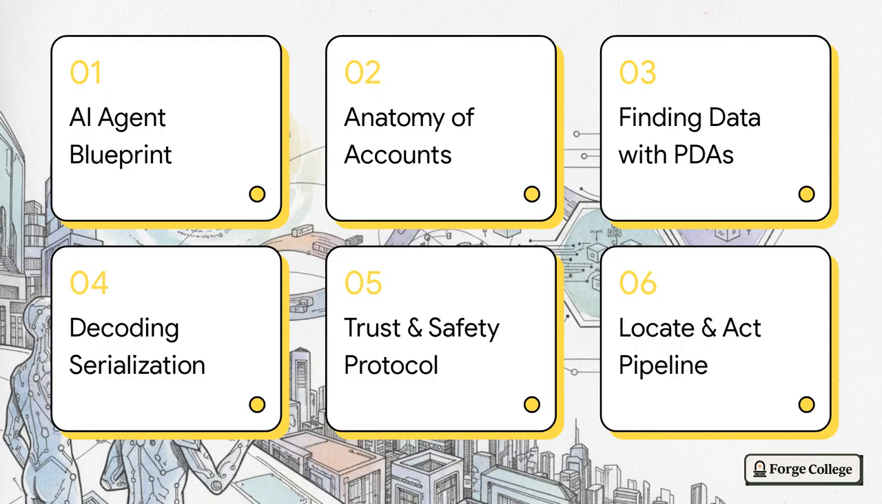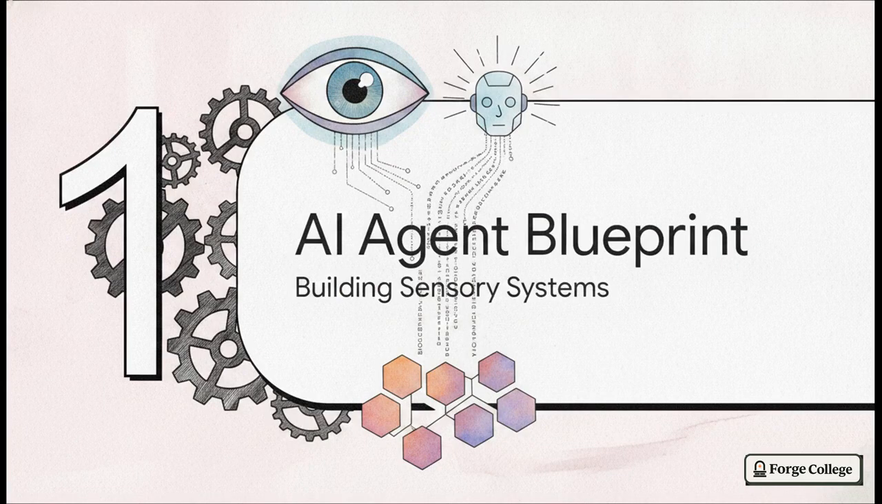Here is the quick schematic for today's explainer. We're going to map out the AI agent blueprint, break down the anatomy of accounts, look at finding data with PDAs, decode serialization, establish our trust and safety protocol, and wrap it all up with a locate and act pipeline. All right, kicking things off with part 1, the AI agent blueprint, where we are essentially building our sensory systems.